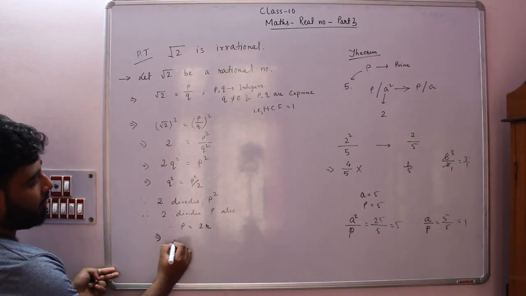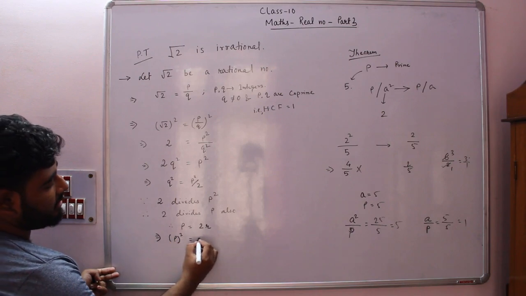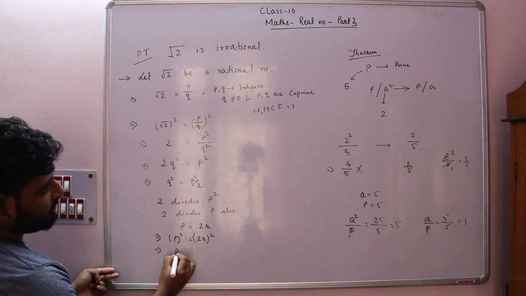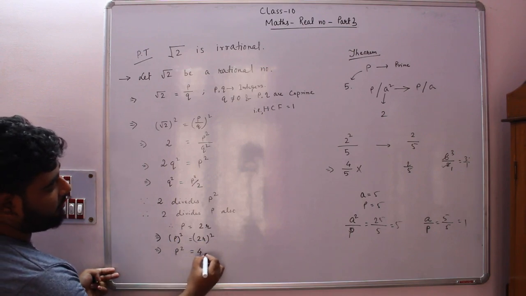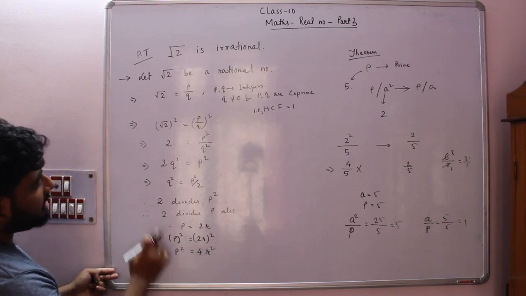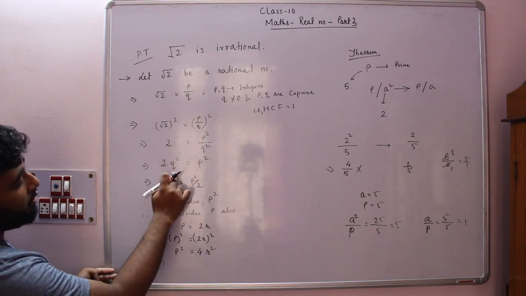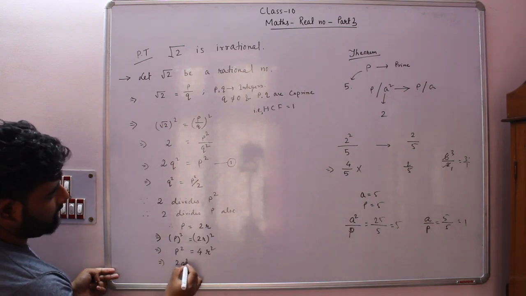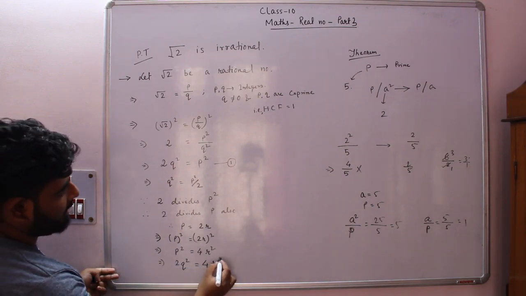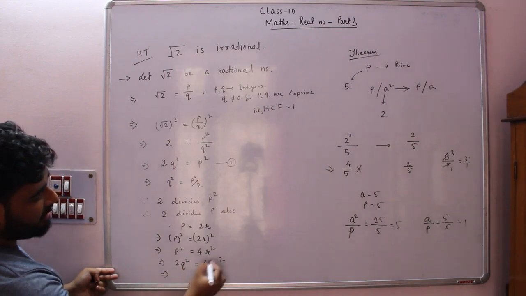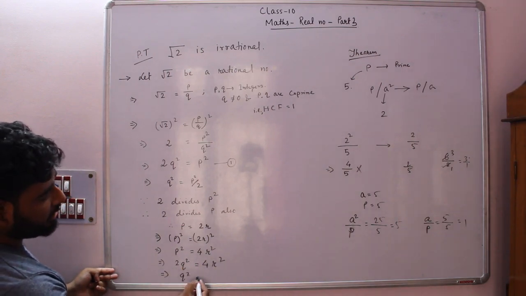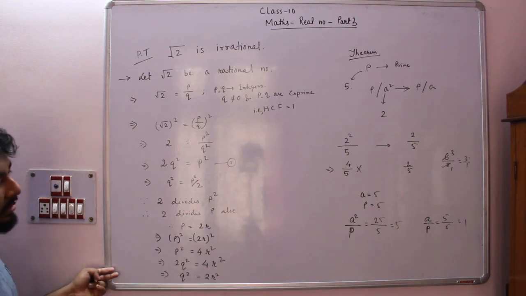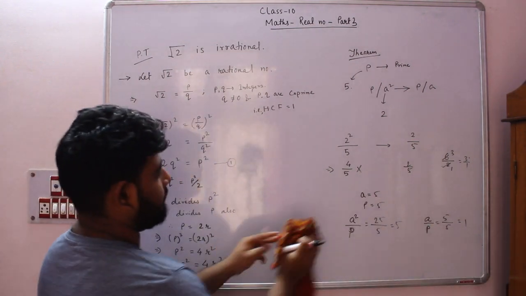Now again square both sides, 2r whole squared. So p squared will be 4r squared. Now instead of p squared, I can write 2q squared. Use this one: 2q squared equals 4r squared. If I cancel, q squared equals 4 divided by 2, which means 2r squared.